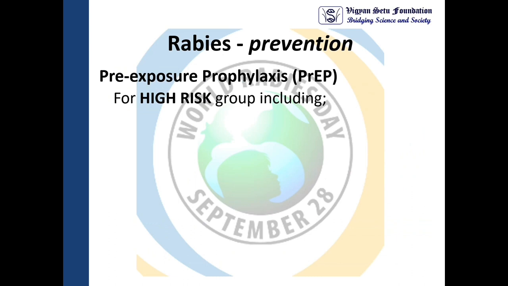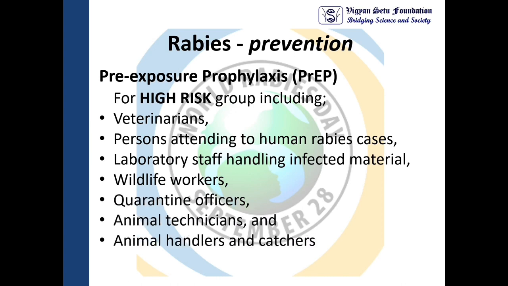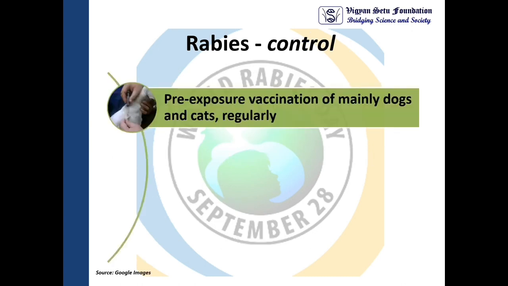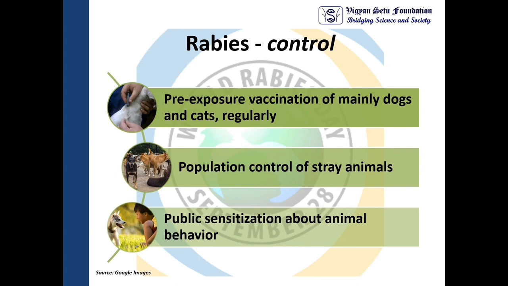However, pre-exposure prophylaxis is also recommended, and this is for the high-risk group as a preventive measure. This high-risk group includes veterinarians, persons attending to human rabies cases, laboratory staff handling infected material, wildlife workers, quarantine officers, animal technicians, and animal handlers and catchers, and of course, most importantly, the animals. Rabies can be controlled through pre-exposure prophylaxis of animals, the population control of the stray animals, and public sensitization about animal behavior.